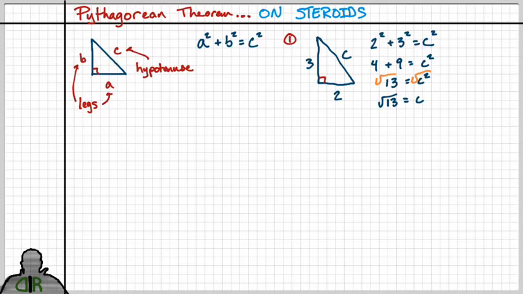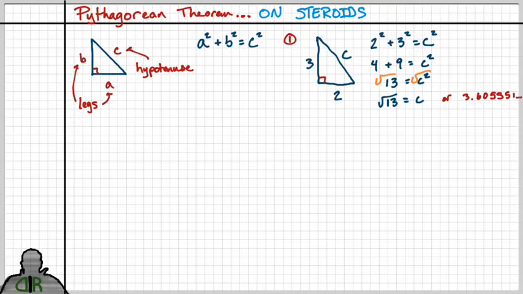Is it more accurate to say the square root of 13, or is it more accurate to try and write out what the square root of 13 is? If I were to find the square root of 13, we're looking at a decimal that would be 3.60555 and then 1, and it would continue on forever and ever.